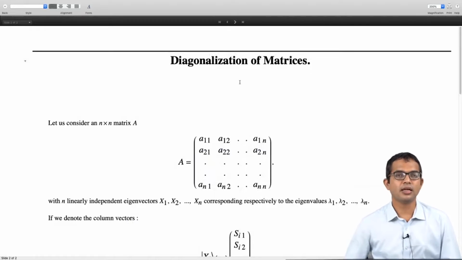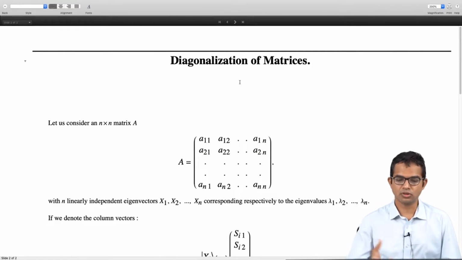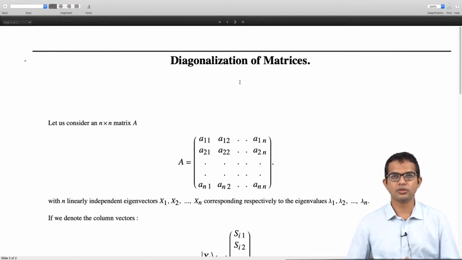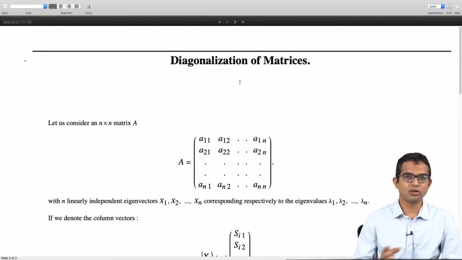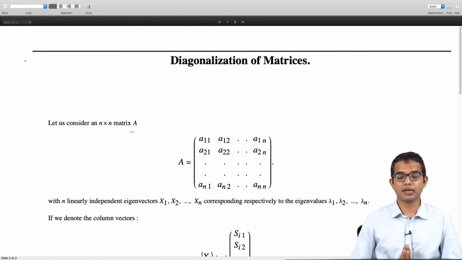Let's consider an n by n matrix A. I'm explicitly writing it out. It has all these elements; there are n squared of these. I am looking at a matrix which has n linearly independent eigenvectors. I'm not saying it has linearly independent column vectors. That's a different concept. I'm talking about a matrix with n linearly independent eigenvectors.